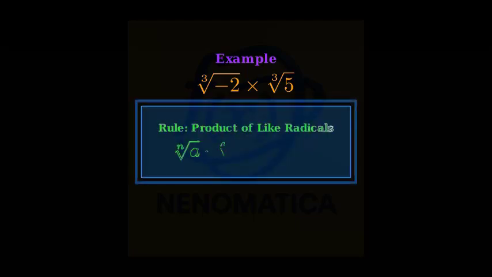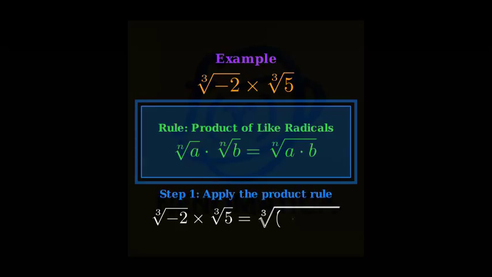This rule states that when we have the same index for both radicals, we can multiply what's inside the radicals. So the cube root of a times the cube root of b equals the cube root of a times b. Let's apply this rule to our problem. We'll use the product rule with a equal to negative 2 and b equal to 5.